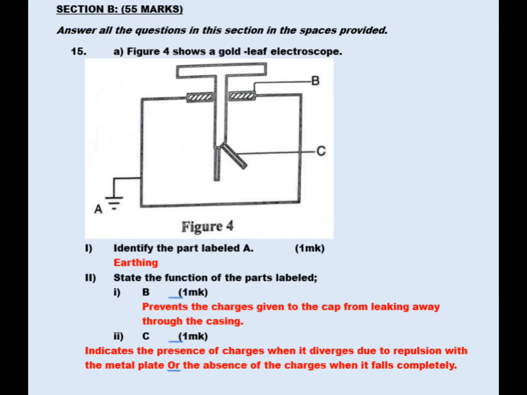The function of part C, which is a leaf, can either be made of gold or aluminum. That's a leaf. So it indicates the presence of charges when it diverges due to repulsion with the metal plate, or the absence of the charges when it falls completely. So that is the function: it indicates the presence of charge when it diverges due to repulsion.